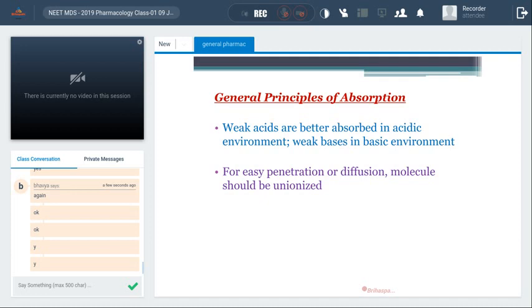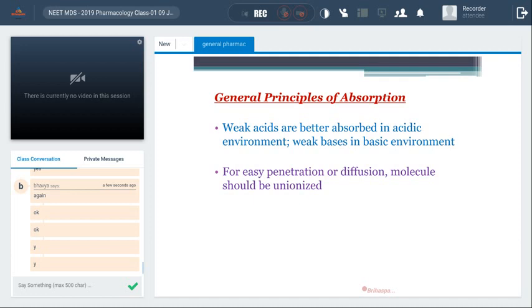So the next slide shows some general principles of absorption, which means for a drug to be absorbed, what all does it follow? It follows certain principles. So weak acids are better absorbed in acidic environment, which means weak acids, they're not strong acids, are better absorbed in acidic environment, and weak bases are better absorbed in basic environment. Remember this principle of absorption. It may not remain same for excretion. It's only for absorption. Weak acids are better absorbed in acidic environment and weak bases are better absorbed in basic environment.